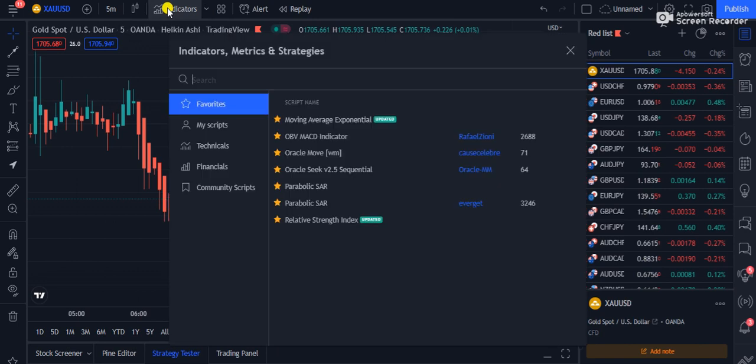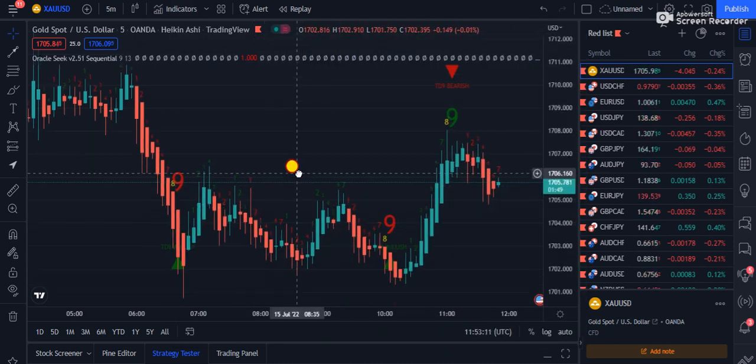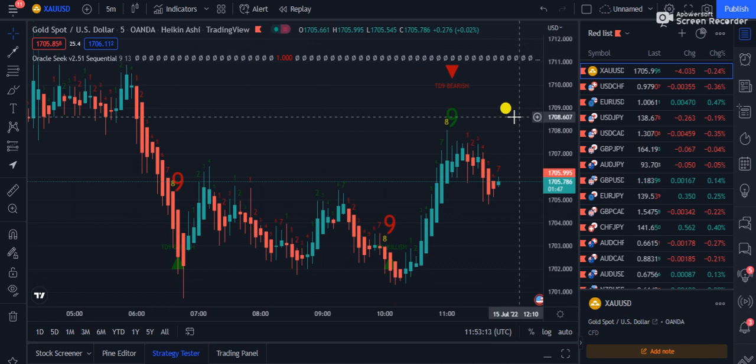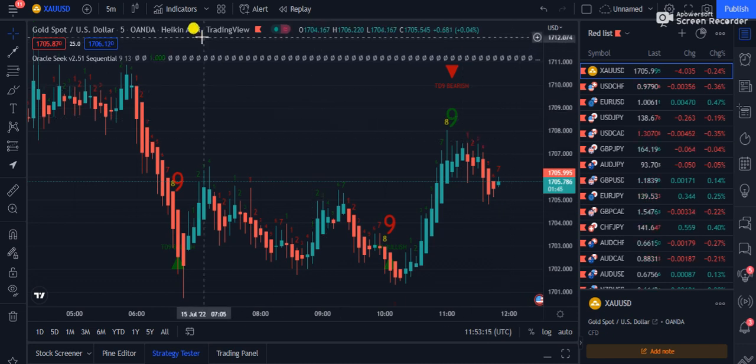So now let's move towards the indicators. The first indicator that we will need is the Oracle Seek 2.5 sequential indicator by Oracle MM, and it has only 64 favorites right now. Attach the first one, and this will look like this on your TradingView screen. So this is the first indicator.